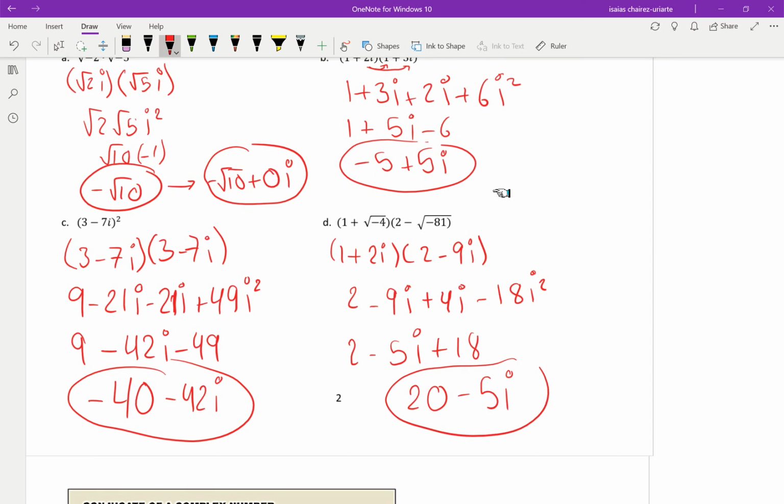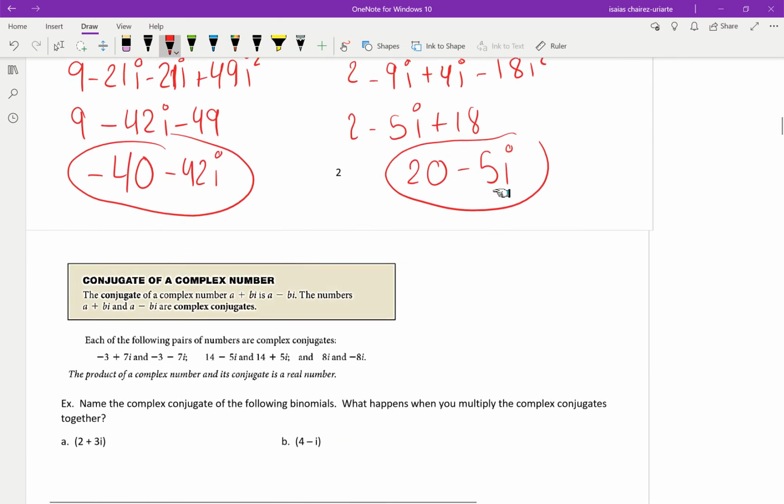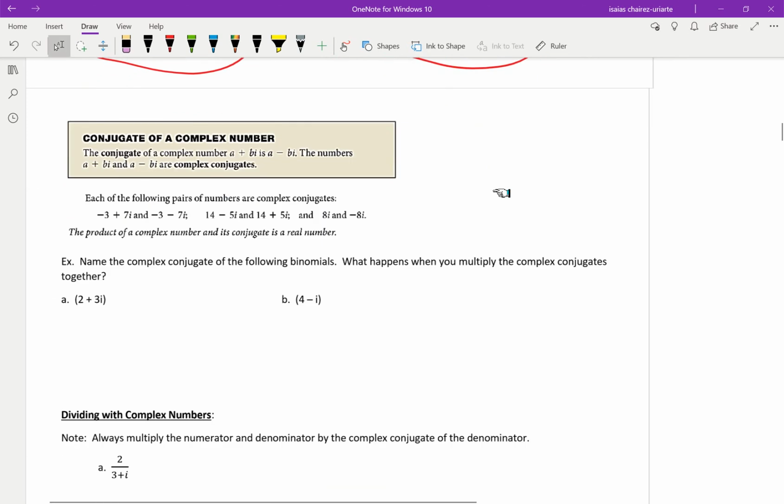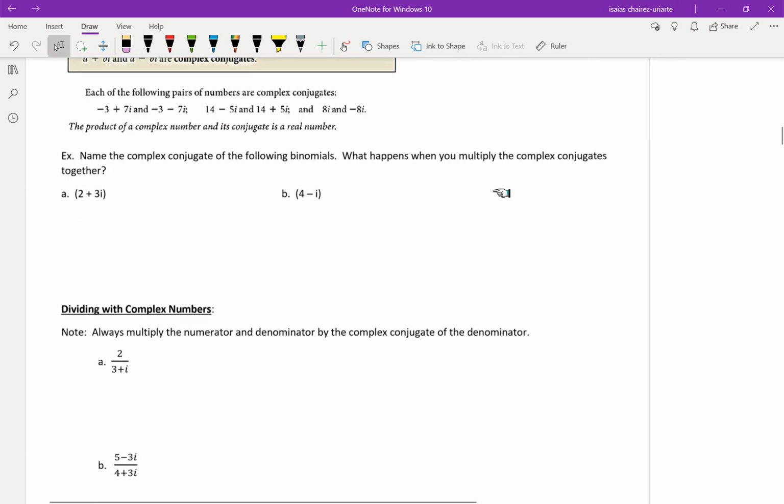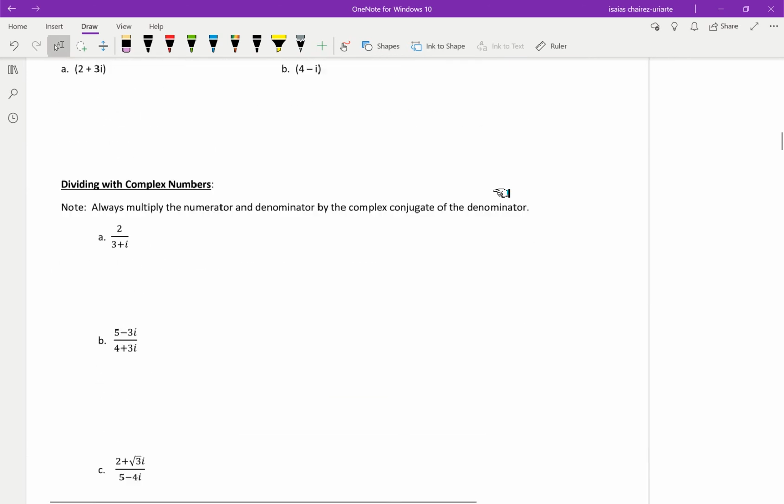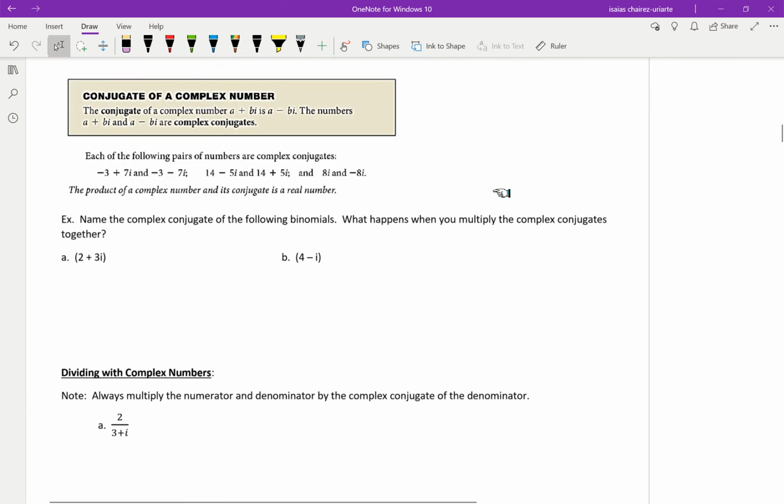Okay, so hopefully we agree on the answers for these products. And so we have talked so far about what? Powers of i, addition, subtraction of complex numbers, multiplication of complex numbers, and I guess the last thing we gotta talk about is division of complex numbers. But before we can talk about division of complex numbers, we gotta talk about what's called the conjugate of a complex number.